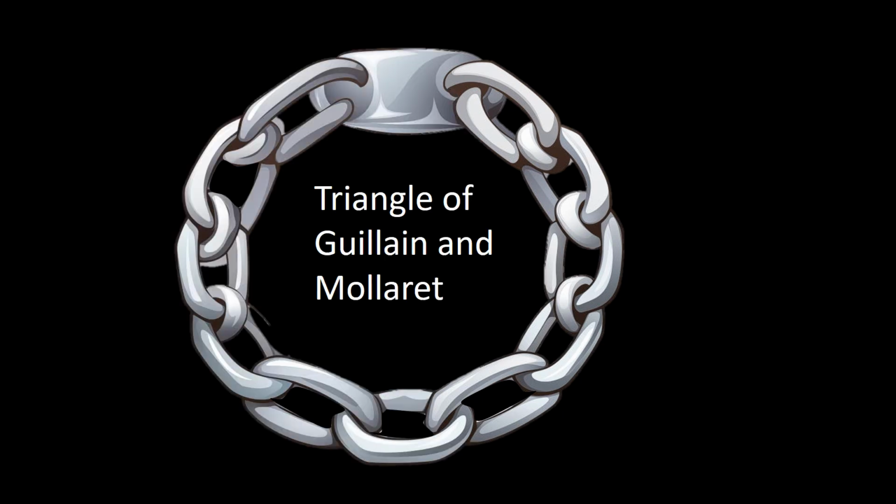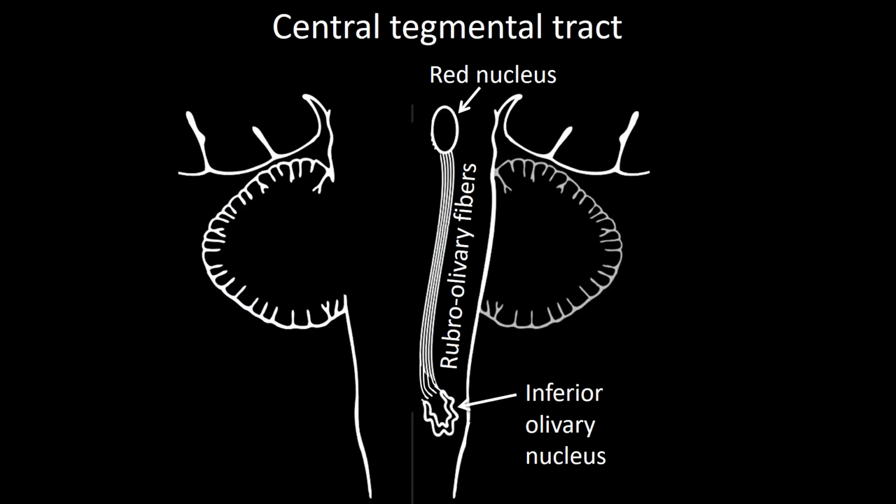Number 1, the rubro-olivary fibers are part of a circuit that is called the triangle of Guillain and Mollaret, also known as the dentato-rubro-olivary pathway. As you can see in this drawing, the rubro-olivary fibers travel ipsilaterally, as indicated by their name, from the red nucleus to the inferior olive.